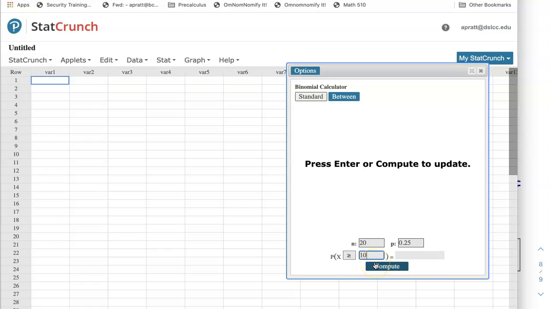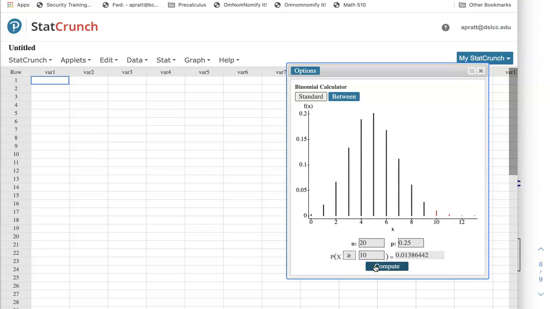Now, we would not want to do this by hand, because this would be 10, 11, 12, 13, 14, 15, 16, 17, 18, 19, and 20. That's a lot of things to calculate. But we can do this very quickly with our calculator here. The probability that 10 or more women in this group would favor this vow is very small, 0.0138. So we'll do 0.0134.